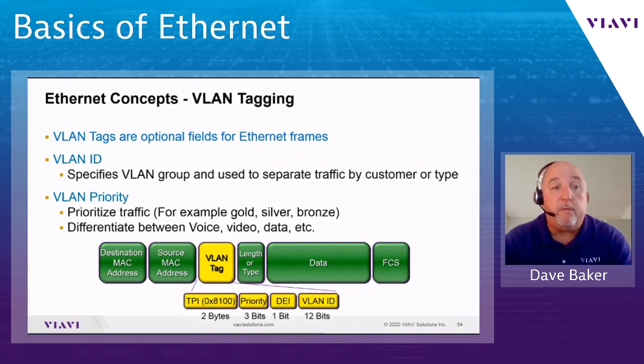VLANs require an extra field to be inserted into Ethernet frames. So after the MAC addresses, there's a VLAN tag, an identifier to let the equipment know it's a VLAN tag, and then the priority for the traffic on that VLAN, as well as the ID for the VLAN. In our example, 1 or 2 would be stored. And again, voice has higher priority, data has lower priority in general.